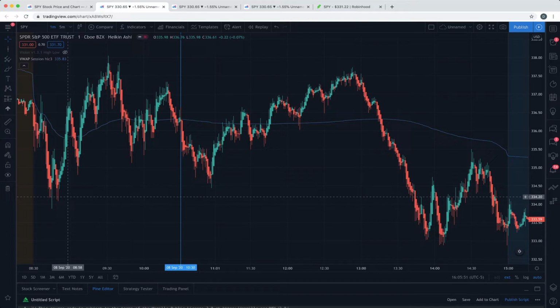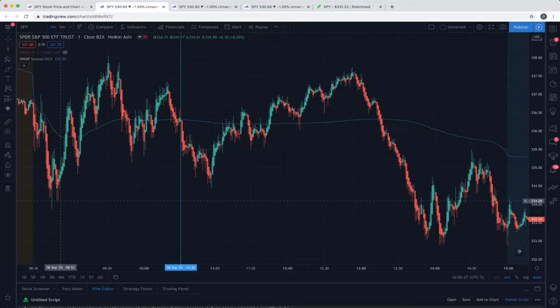VWAP stands for volume weighted average price. That means the average price of the majority of the people that are trading SPY that day. That's their average price. So you can bet that if it comes all the way down here, it's at least coming back to the VWAP line. That's maybe where you want to sell your call option. You don't have to wait for it to go back above the VWAP line.